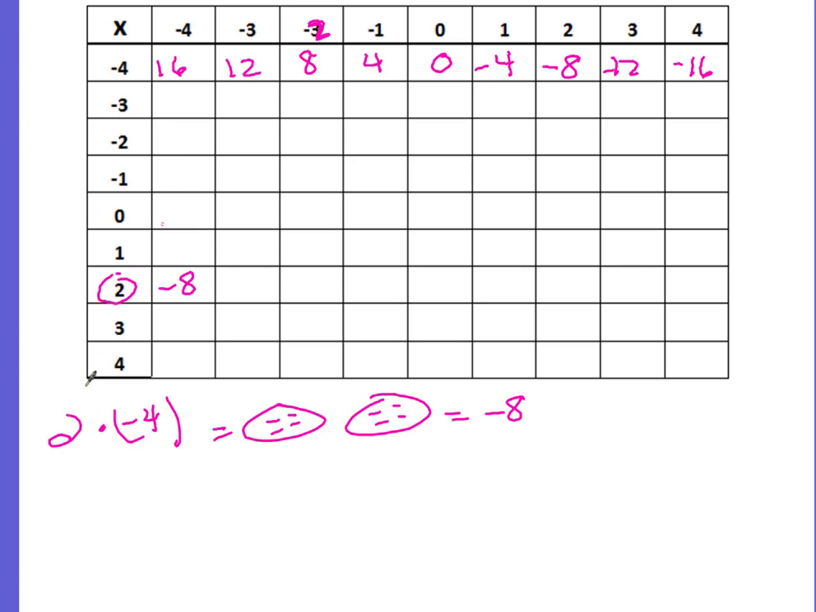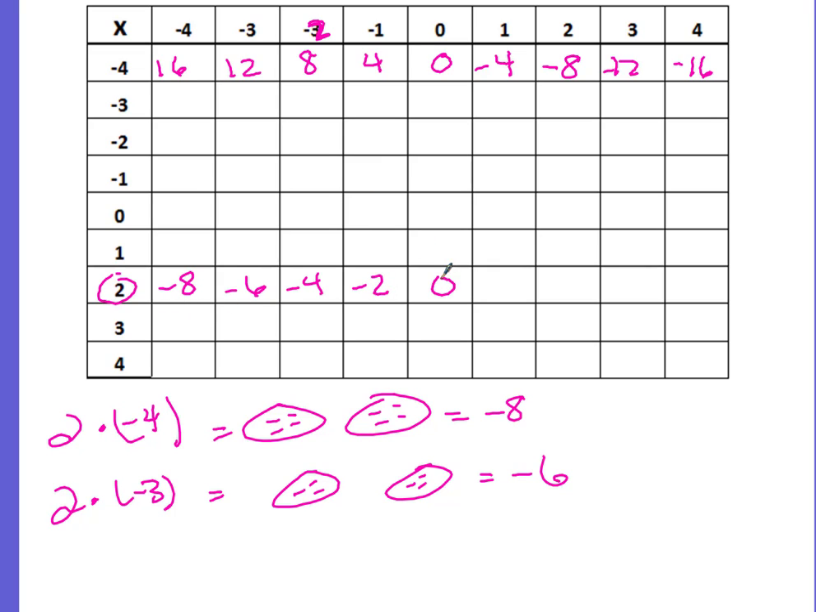If I do 2 times -3, that's saying I want 2 groups, and inside each group I want 3 negatives, which is going to give us -6. 2 groups of -2 will give us -4. 2 groups of -1 will give us -2. And of course, 2 groups of 0 is 0. 2 groups of 1 is 2. 2 groups of 2 would be 4. 2 groups of 3 would be 6. And 2 groups of 4 would be 8.